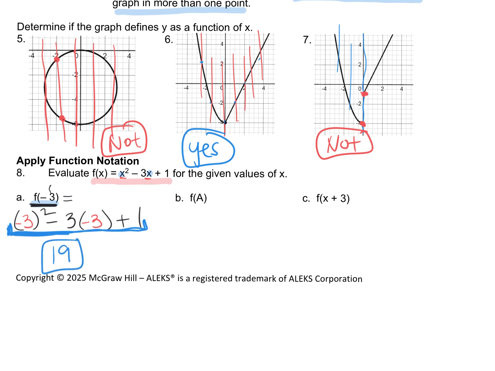All right. Now for f(a), this always confuses students, but the idea is the same. I'm going to replace x with a. And from here, I can't really do anything else. So this would just become a squared minus 3a plus 1.